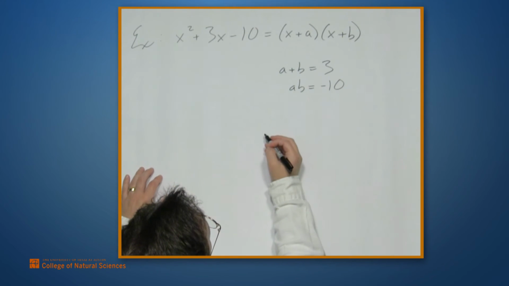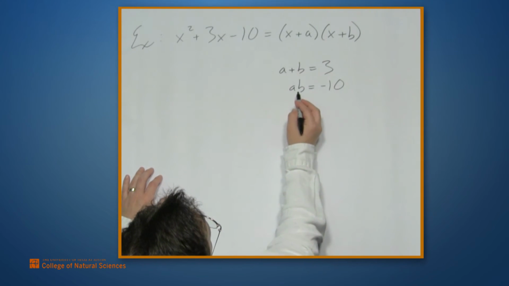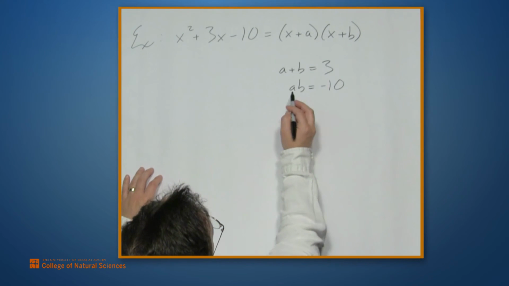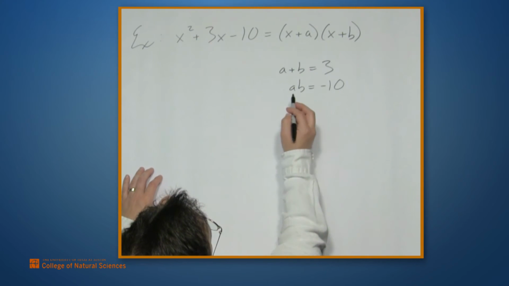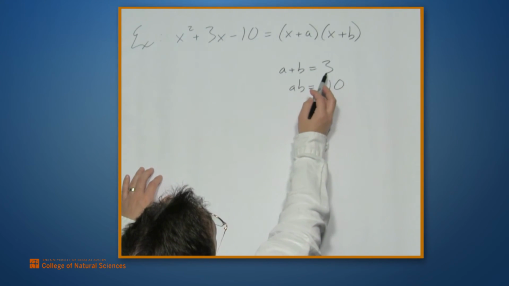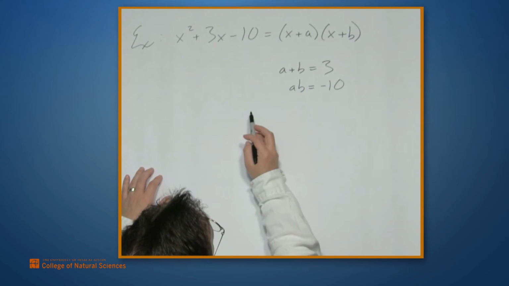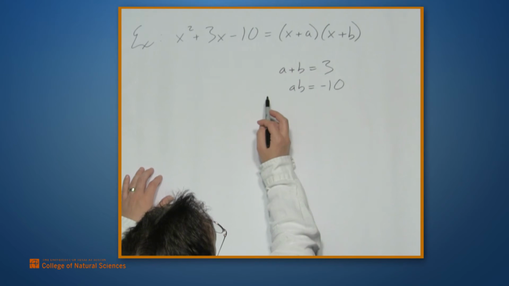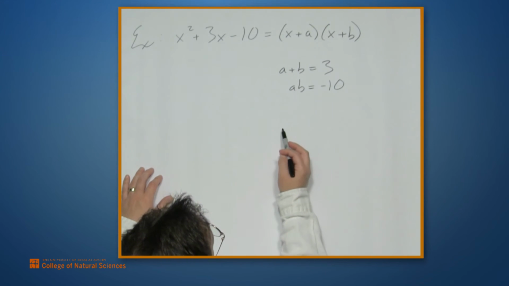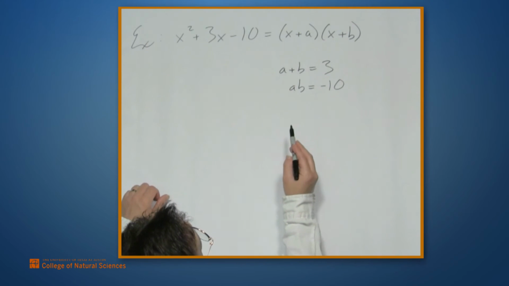Before, we had a times b equals positive 10, so we knew that a and b had the same signs. Here, a times b equals negative 10, which means that one must be positive and one must be negative. We also know that their sum is positive. So the positive number, whichever one that is, must be larger than the negative number. We don't have too many possibilities to check. Again, 1 and 10 and 2 and 5 are our possibilities.